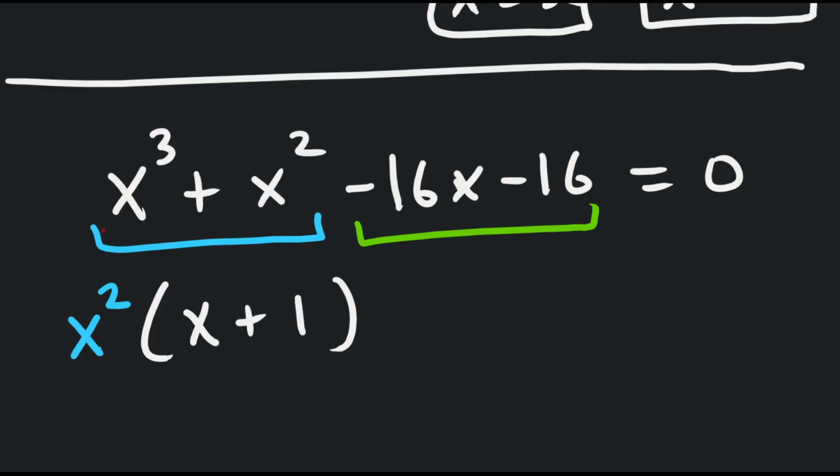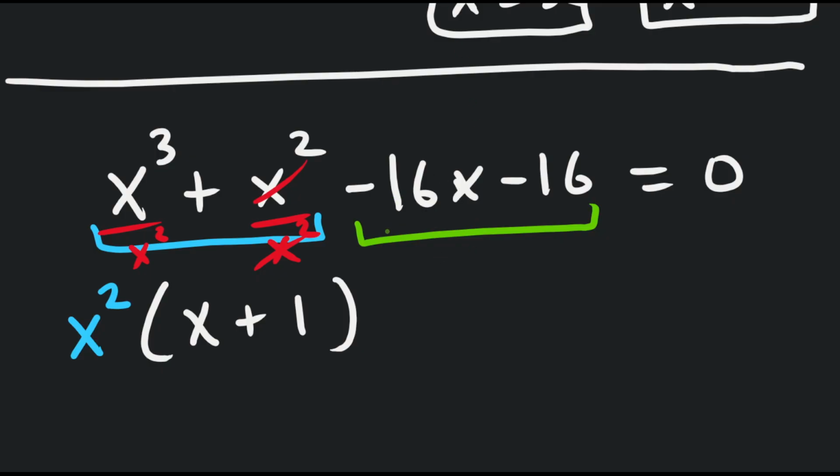And just to show you what that would look like, divide each term by x squared, our greatest common factor. And what's x to the 3rd over x squared? That's x to the 3 minus 2, which is 1, which is simply just x. And then over here, x squared over x squared, anything divided by itself is 1. So we have x squared times x plus 1. And now let's do the green underline.